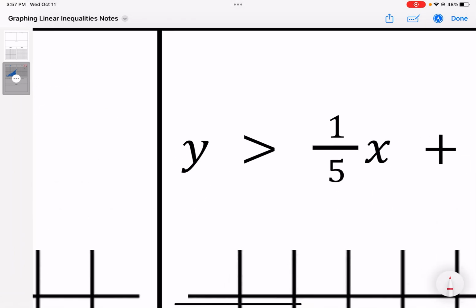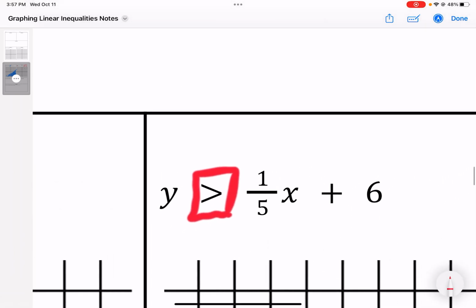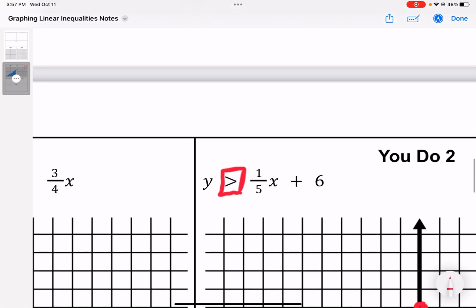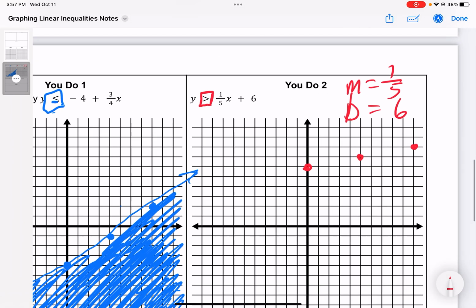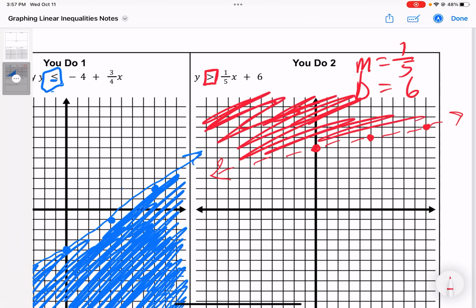Now here, it's just a regular less than sign, right? There's no line underneath, which means there's no equal sign. So I'm just going to connect these with a dashed line. There we go. And then because this is a greater than sign, I'm going to shade above the line. And that's it.